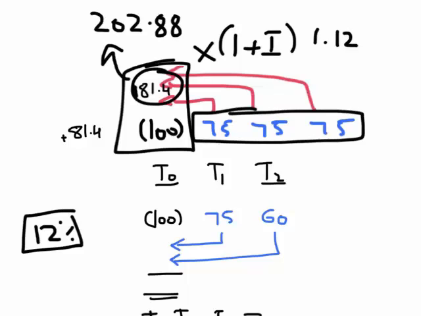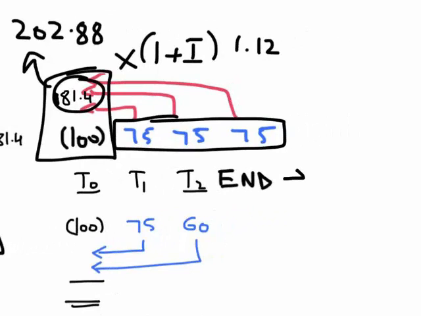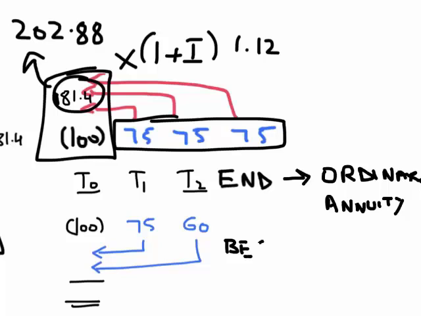Anyway, certain terminologies. If payment is at the end, this is the most common, most likely scenario, and that's why it's called the ordinary scenario. So this type of annuity is known as ordinary annuity. But if payments are at the beginning, that's called annuity due. So if payments are at the beginning, that would be called annuity due. If payments are at the end, that would be called ordinary annuity.